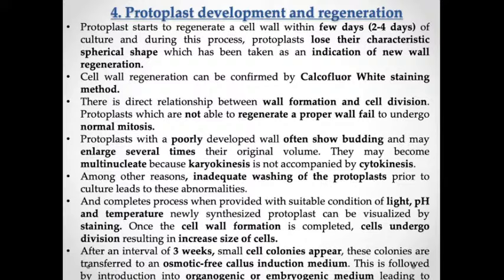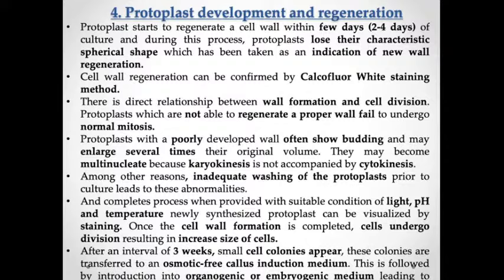So in this case, protoplast starts to regenerate a cell wall within few days of culture, and during this process protoplasts lose their characteristic spherical shape, which has been taken as the indication of new wall regeneration. Cell wall regeneration can be confirmed by the calcofluor white staining method, and there is a direct relationship between wall formation and cell division. And moreover, protoplasts which have not regenerated a proper wall fail to undergo normal mitosis.